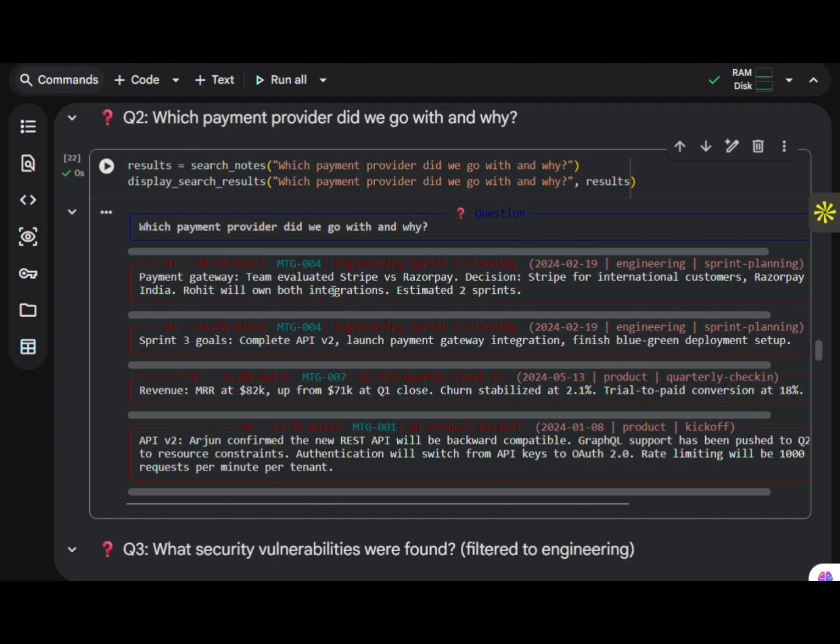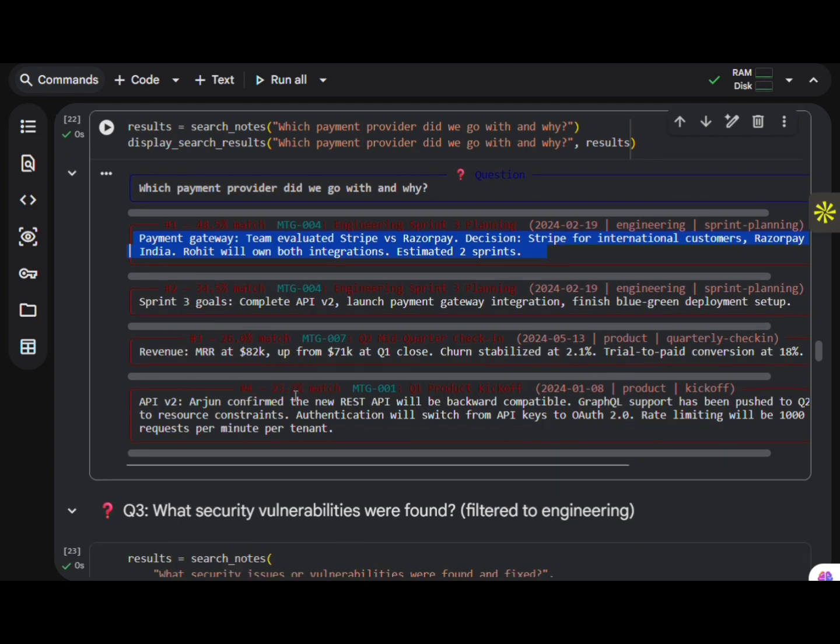It is not only saying, hey, it's Stripe and Razorpay, right? Which is what would typically happen in your normal keyword search. But what happened here is it made the answer itself. It made you understand what actually these two things are, correct? Like that Razorpay is for India and Stripe for international customers. I hope you guys are understanding this point.